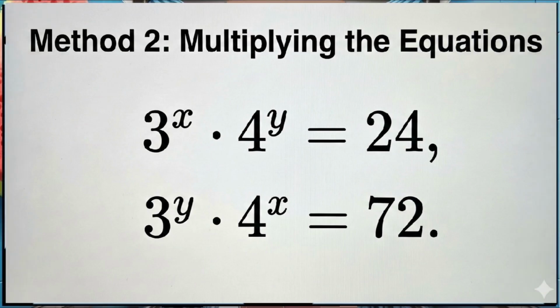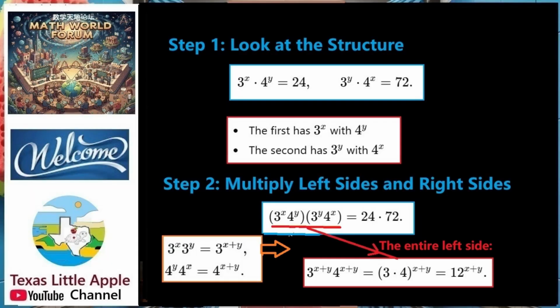In the second method, we skip logarithms entirely. Instead, we use a clever trick that takes advantage of the symmetry in the equations. Let's take a look. Step 1. Look at the structure. Notice these equations look almost identical. The first has 3 to the power of x with 4 to the power of y. The second has 3 to the power of y with 4 to the power of x. Whenever you see expressions where the variables swap positions, it's worth trying multiplication.